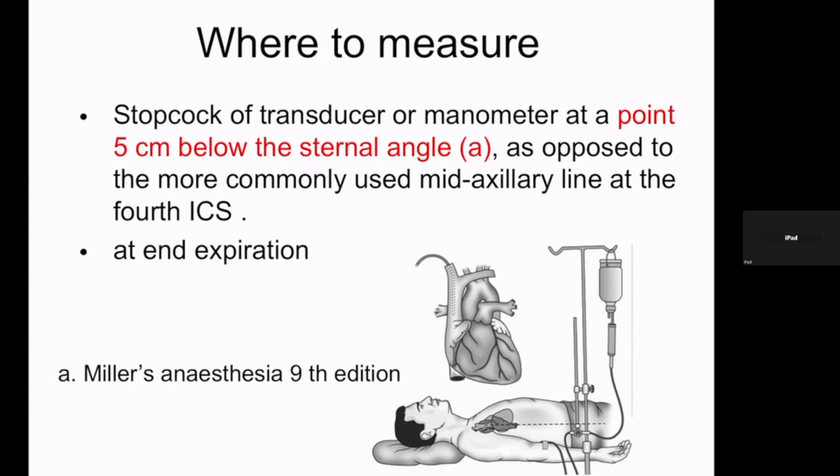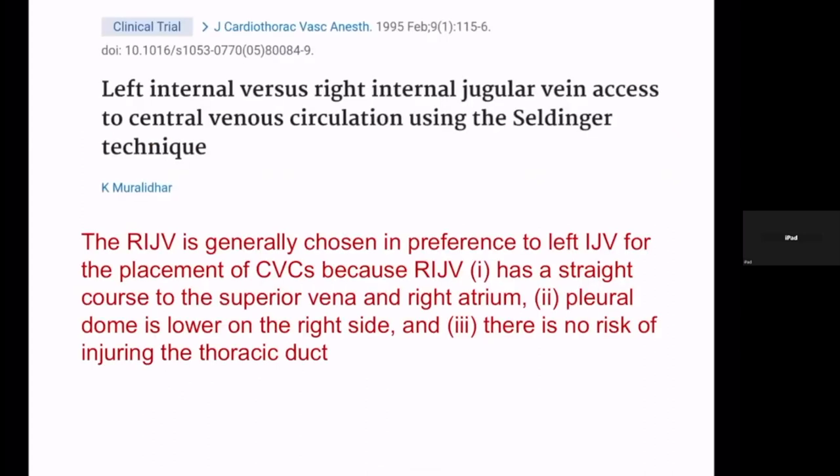So, the way to measure CVP accurately: the stopcock of the transducer is to be placed at a point 5 cm below the sternal angle, according to Miller's Anesthesia textbook, as opposed to the conventional phlebostatic axis, which lies in the mid-thoracic area at the midpoint of the anterior-posterior diameter of the thorax in the fourth intercostal space, and it has to be measured at end expiration.